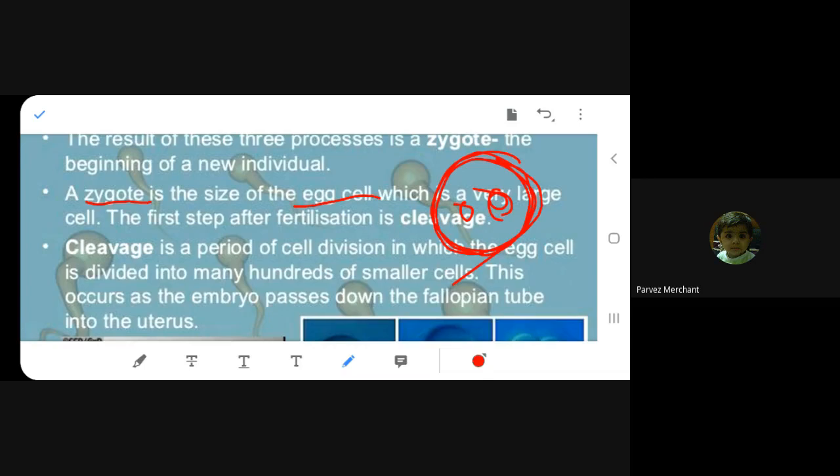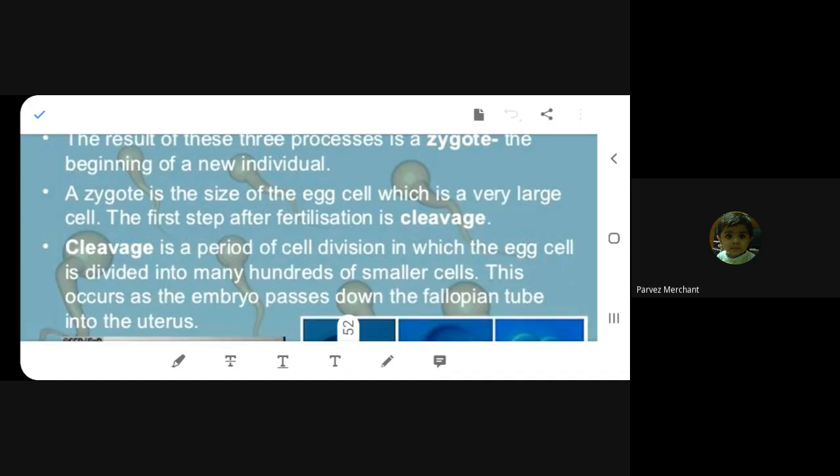The egg cell is the largest cell, remember that. After fusing, the nucleus will start dividing, and that is called cleavage. It is not in our syllabus, so you only need to know that the zygote is the cell which develops into a new baby. Is it clear?